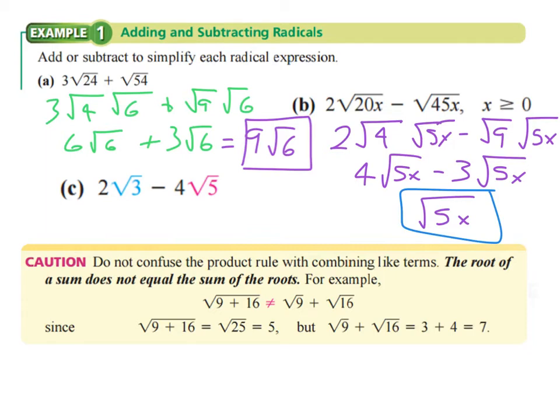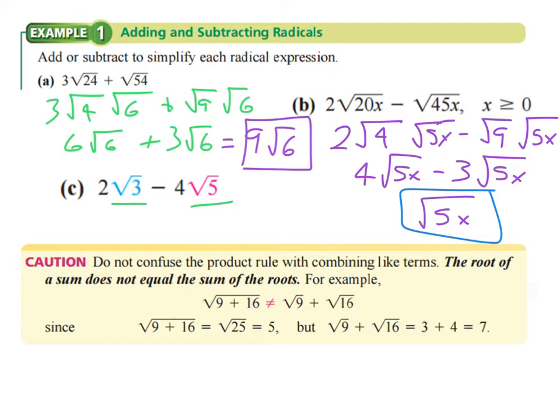Not really able to check that in the calculator, so just have to trust your work there. Now example C, notice it's a square root of 3 and a square root of 5. So we cannot use this property in order to add or subtract them. They're not like radicals. Sure, they're both square roots, but they have different radicands of a 3 and a 5.